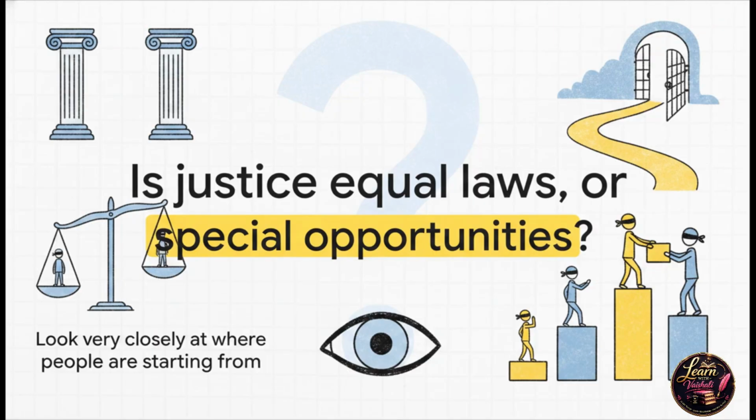We so often picture justice as this blindfolded figure holding a perfectly balanced set of scales. But what if true fairness actually demands that we take the blindfold off? What if we need to look really, really closely at exactly where different people are starting from in life?